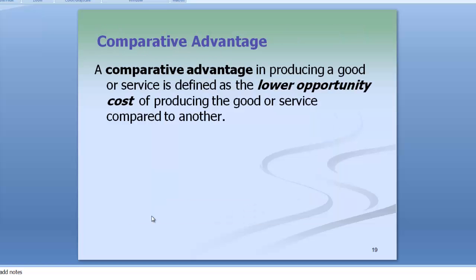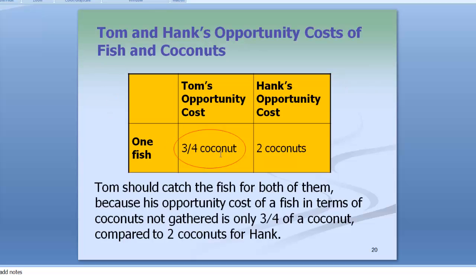Remember, an individual has a comparative advantage in producing a good or service when they have a lower opportunity cost of producing the good or service compared to another. 3/4 of a coconut is less than 2 coconuts given up by Hank, so therefore Tom should catch fish for both of them, because his opportunity cost of a fish in terms of coconuts not gathered is only 3/4 of a coconut compared to 2 coconuts for Hank.